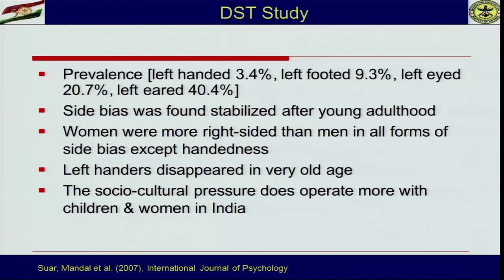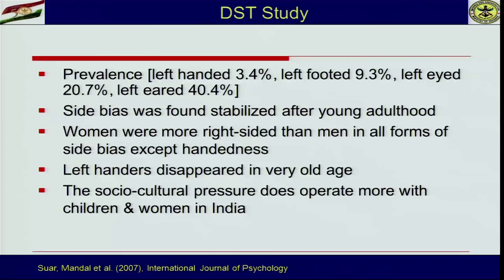Therefore, cultural norms and sanctions are more prevalent with the use of the left hand, and it has been found that in women it is far less as compared to men, with an average of 3.4%. Left footed people are found to be however 9.3%, because there is no such social sanction attached to it. Left eyed people are found to be close to 20 to 21%, and left eared people are found to be close to 40%. So, the prevalence suggests that where there is less sanction, there are more possibilities of having left sided bias as compared to the right sided bias.